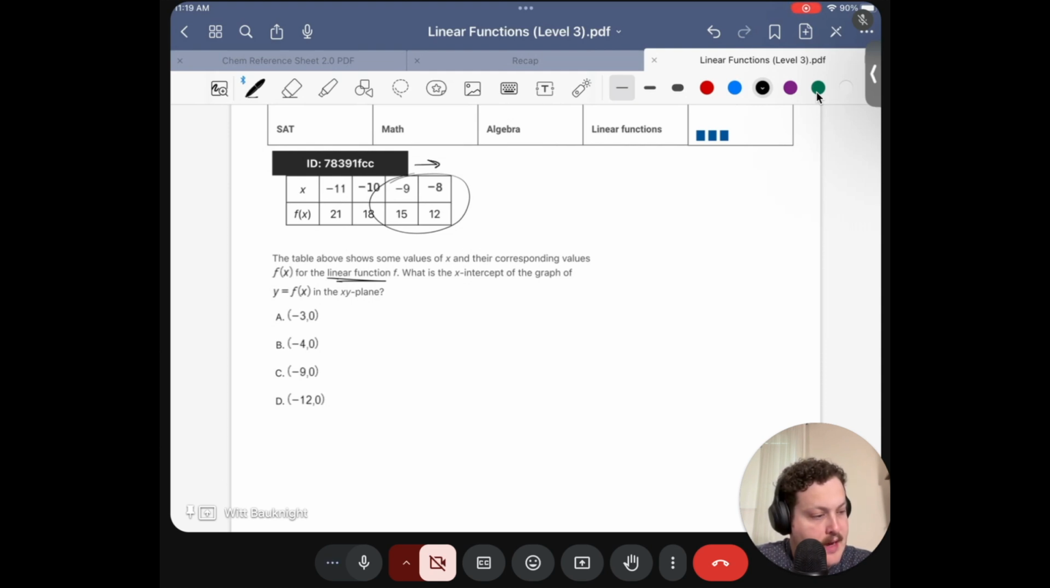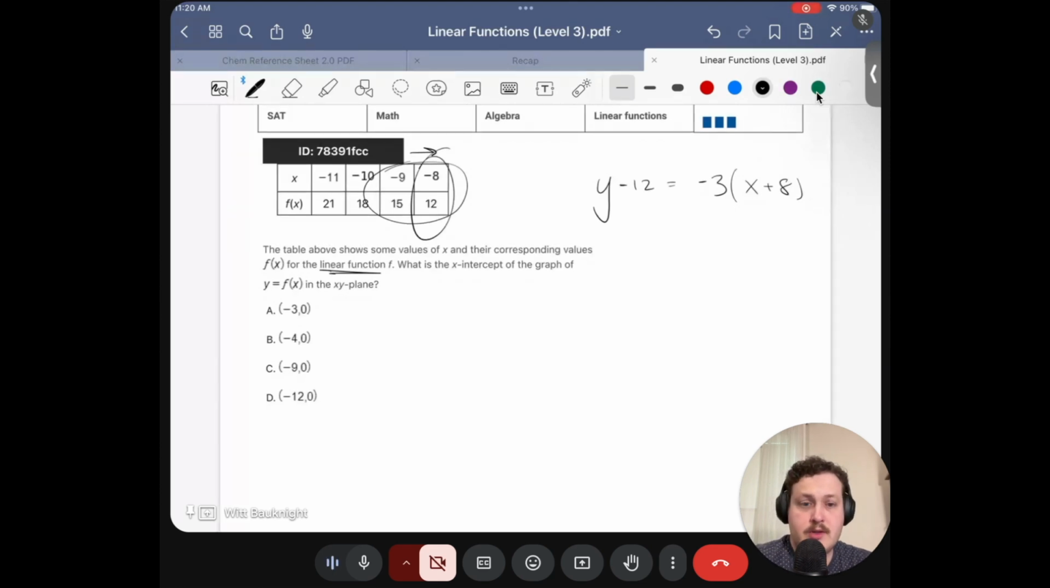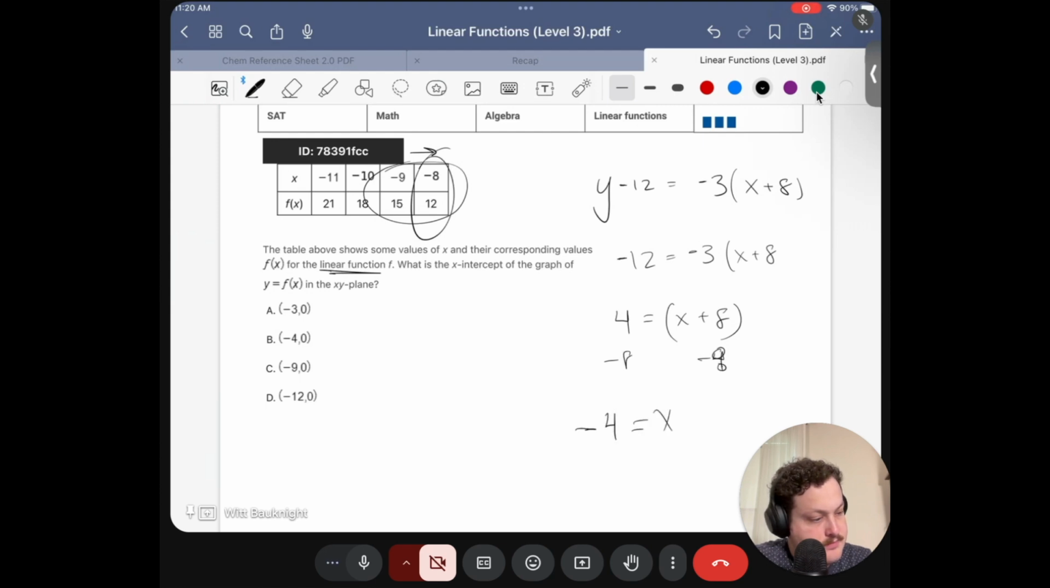So, and I'm going to pick this point, we're going to do y minus 12 equals negative 3x plus 8. All right, so as the x-intercept, y equals 0. So negative 12 equals negative 3x plus 8. Divide both sides by negative 3. 4 equals x plus 8. Subtract 8 from both sides. We get x equals negative 4. So B.